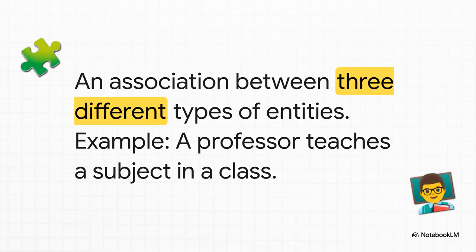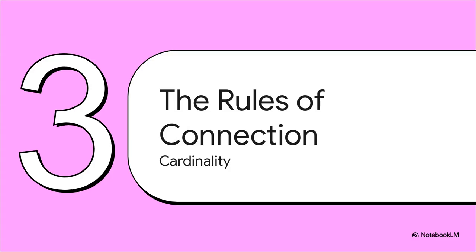And just to show you how far this can go, you can also have ternary relationships, which link three entities all at once. For instance, think about a university. A professor teaches a subject, but only in a specific class. You need all three of those pieces, the professor, the subject, and the class, for that connection to make any sense.